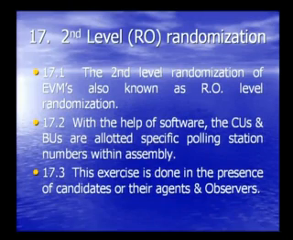Now we are coming to the second level, RO randomization. The second level randomization of EVMs is also known as RO level randomization. With the help of software, the CUs and BUs are allotted specific polling station numbers within the assembly. This exercise is done in the presence of candidates or their agents and observers. By this time, in most areas the observers have reached, so this exercise is done before them.